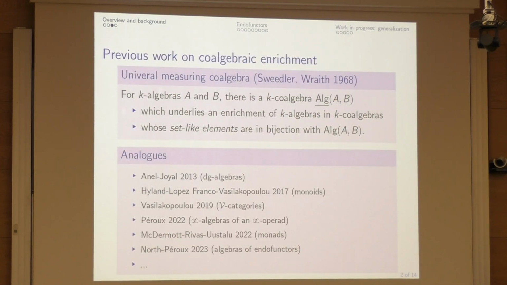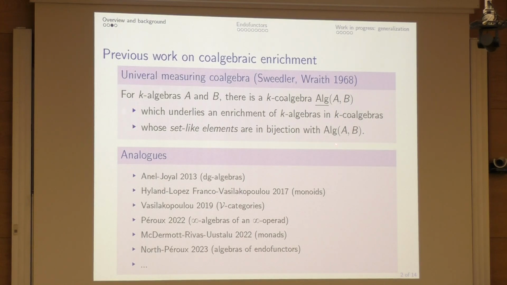Okay, so before I talk about our work, I want to talk about previous work that has the same phenomenon. So there was this original work by Sweedler, the algebraist, and Wraith, let's say, the category theorist. So Sweedler had this phenomenon in his original book about algebra, and Wraith immediately realized that it was a categorical phenomenon about enrichment. So there, Sweedler is talking about a field K and K-algebras in the traditional sense. And he talked about the universal measuring coalgebra between A and B, and then Wraith immediately recognized that was an enrichment of categories.